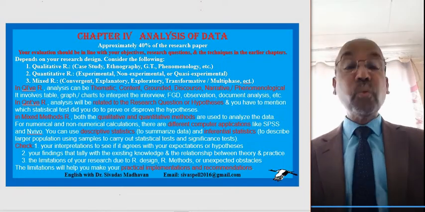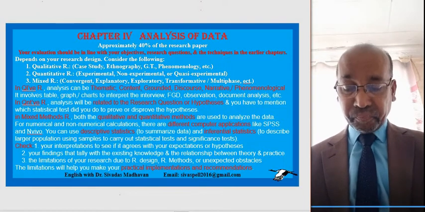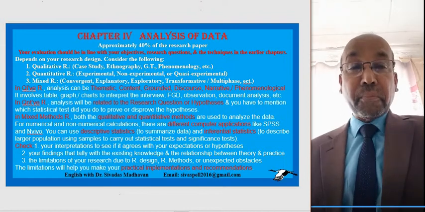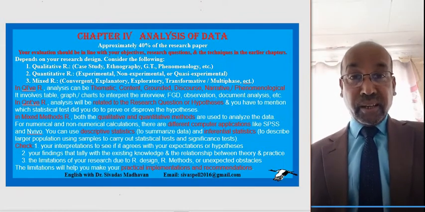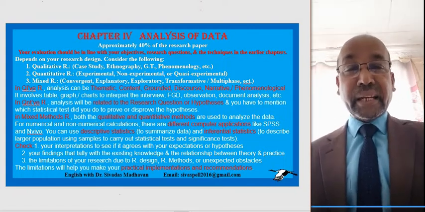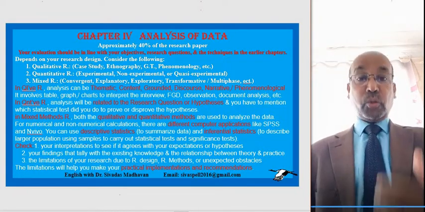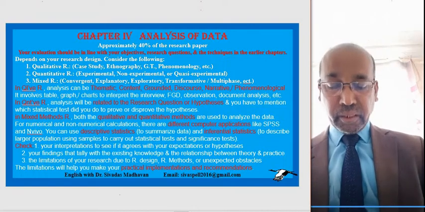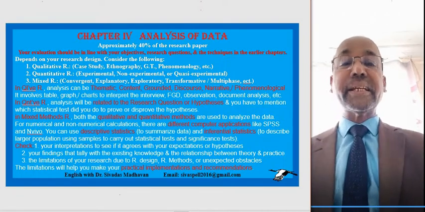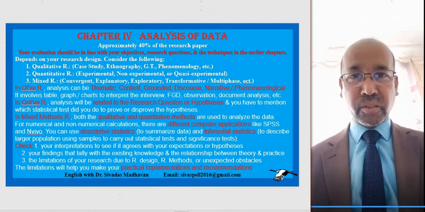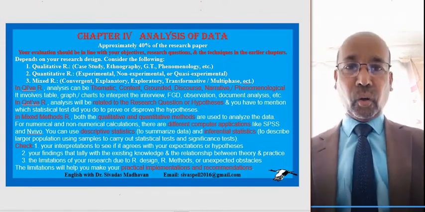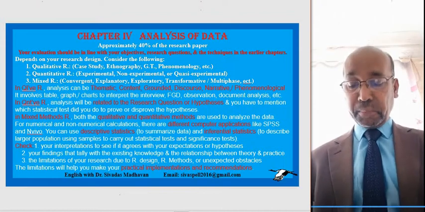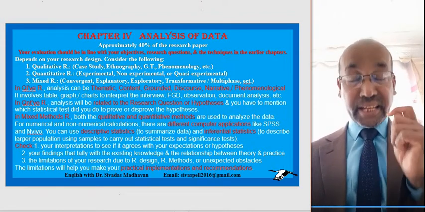And next, number 2, you have to check that your findings, the results, tally with the existing knowledge, because you know your research is to produce some new knowledge. That is, your results or your findings must be an addition to the existing body of knowledge. So check whether your findings tally with the existing knowledge and see the relationship between theory and practice. Whether your theory and practice go hand in hand or whether they go against each other. That you have to see. That is the second step. That means check the findings or check the results.